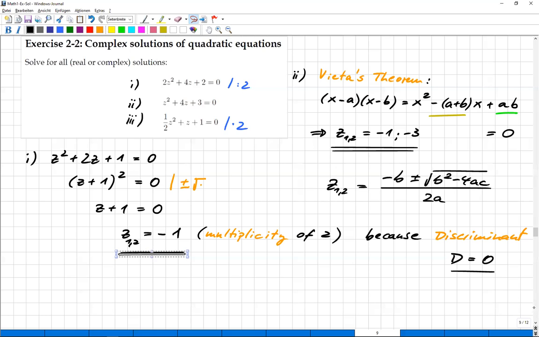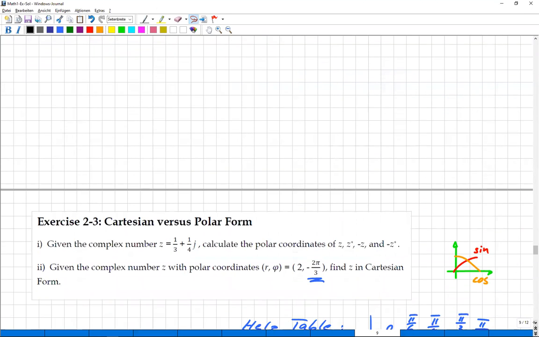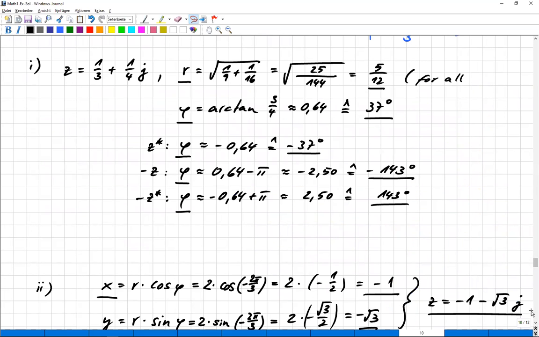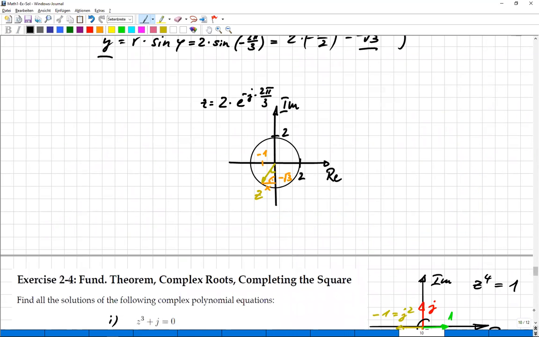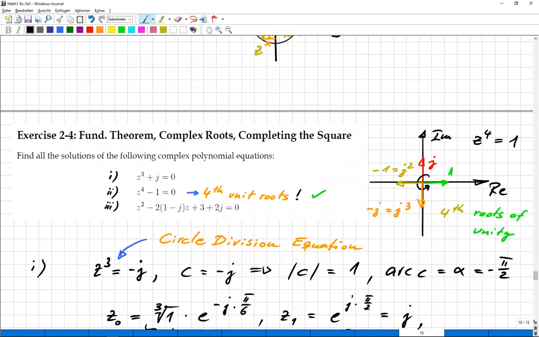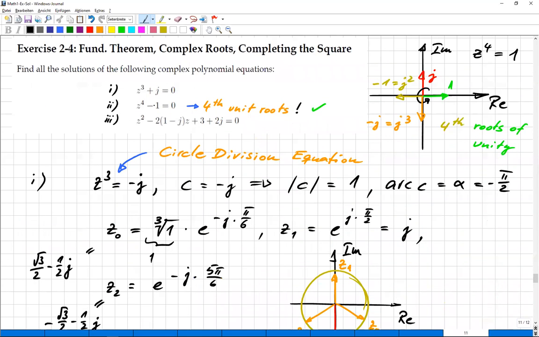What do we have remaining? This one, just conversion between Cartesian and polar form, back and forth. That's quite nice, and I think you'll make it. Anyway, I will upload the sessions and also this file very soon, so then you can read the solutions which I have already put in, not all of them, but some of them. And then we have the fundamental theorem, complex roots, completing the square. There, the second one we've already solved together, in words.